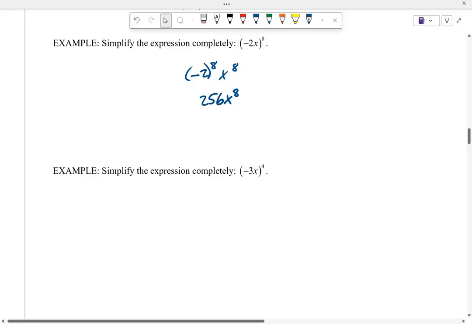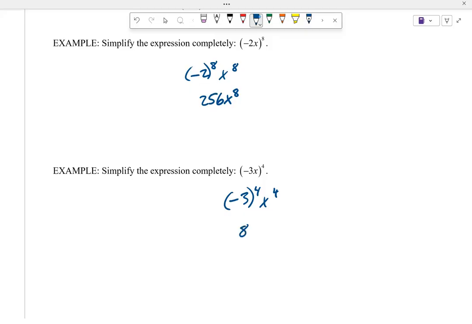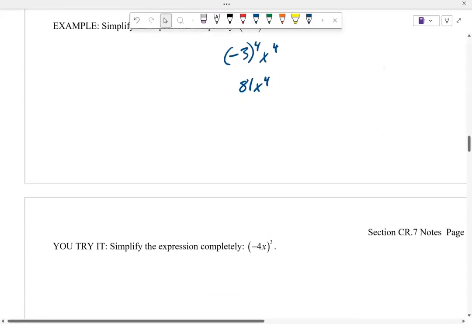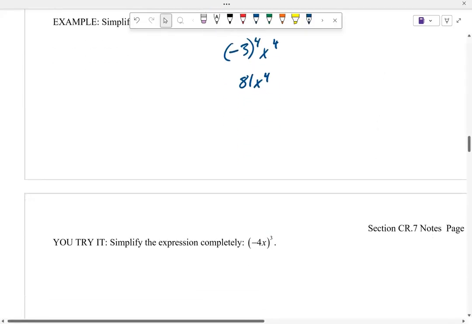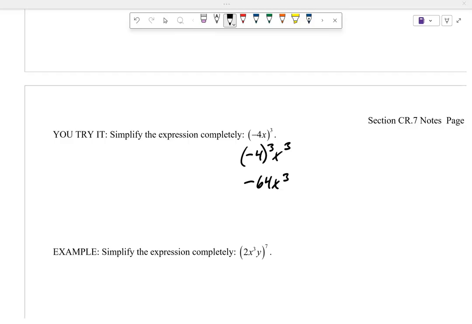Similarly, for that negative 3x to the 4th, we're going to take that negative 3 to the 4th, x to the 4th, because we've got a power of a product there. So negative 3 times negative 3 times negative 3 times negative 3 is positive 81, x to the 4th. Go ahead and try that one. Should get negative 64 x to the 3rd, right? Negative 4 times negative 4 times negative 4 is negative 64.